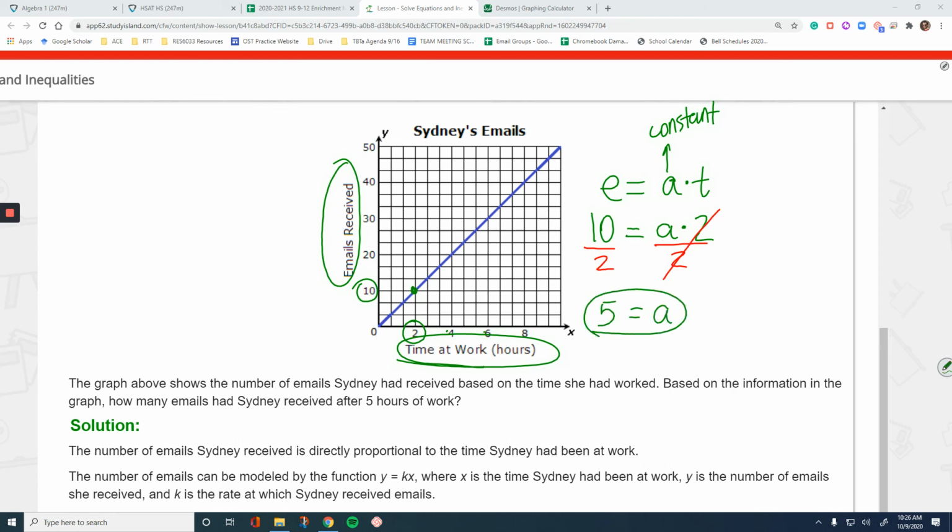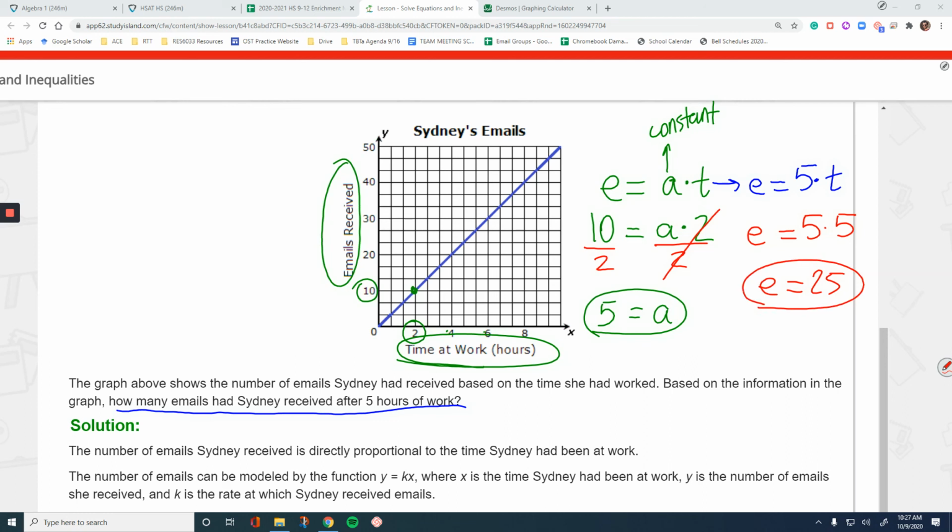Now here, let me set up my equation. My original equation turned into the number of emails equals 5 times the number of hours. Let's read our question again. How many emails had Sydney received after 5 hours of work? Now that I know she's working 5 hours, 5 times 5, that's the T, or the number of hours, is going to give me the number of emails that she's going to receive. 5 times 5 is 25. She would receive 25 emails in 5 hours.